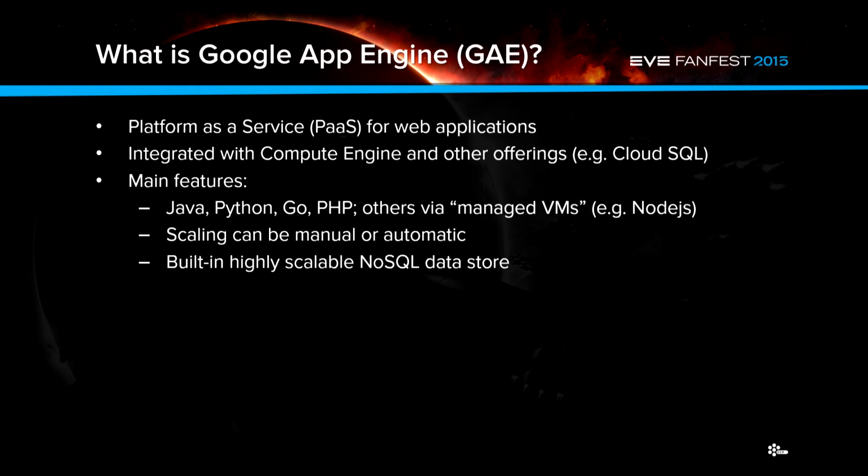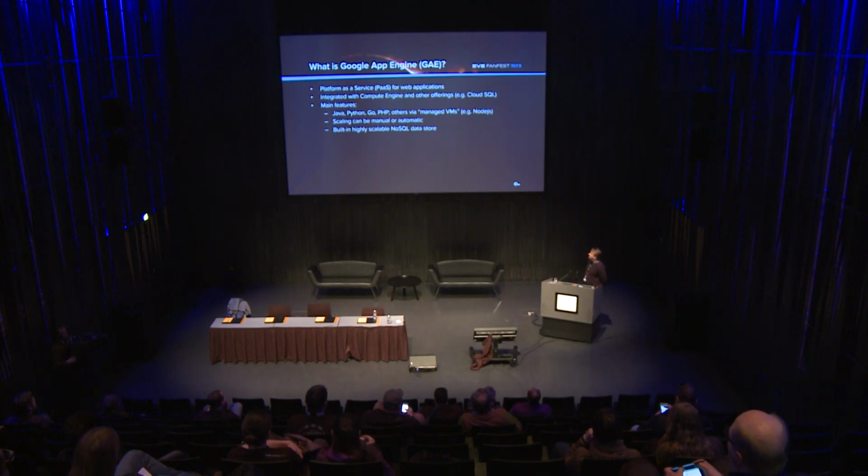That is a platform as a service specifically for web applications. It's integrated with all the other Google offerings, so the general Google Compute Engine suite, and that includes other things like Cloud SQL, so you have those options as well. The main features with App Engine are it has 4 main languages that it supports: Java, Python, Go, and PHP. And you can now support other languages, so Node.js is very popular.